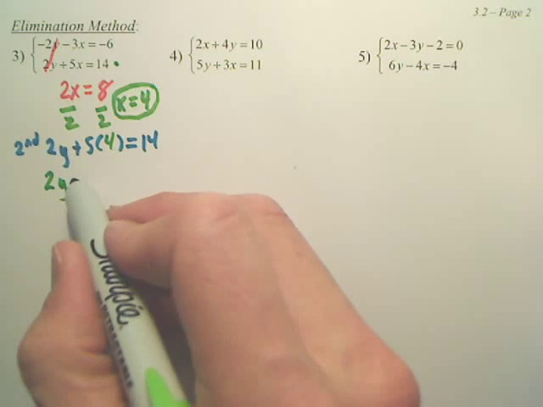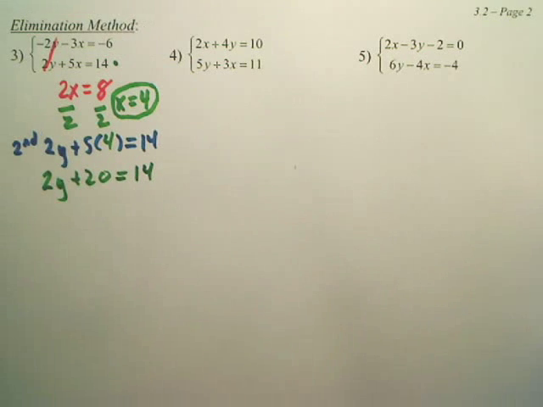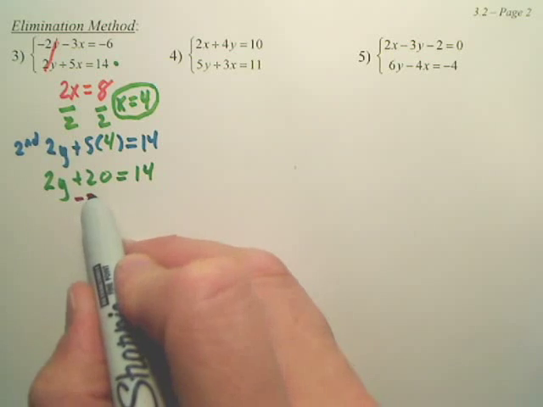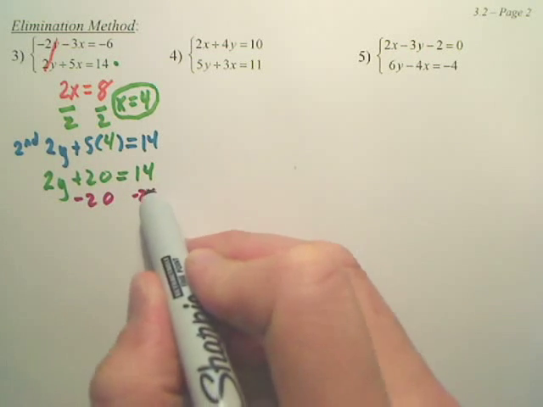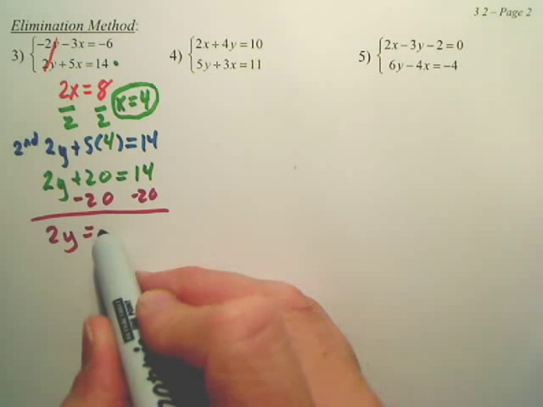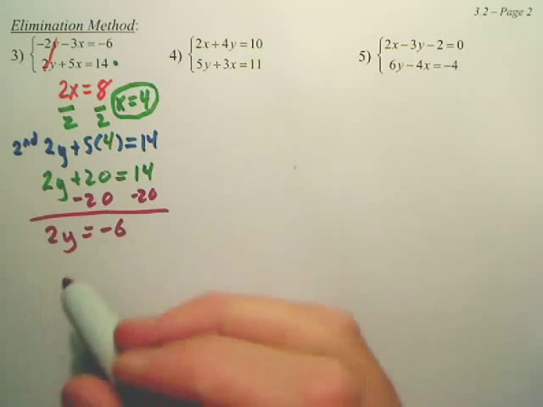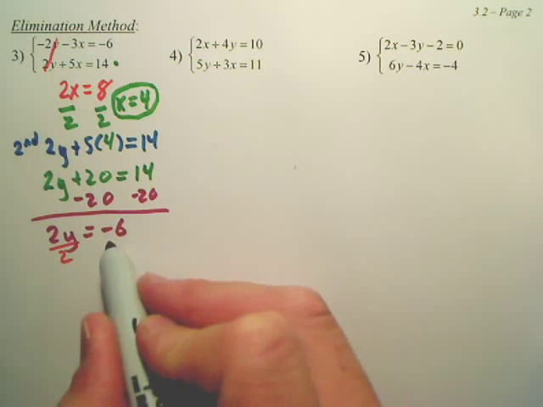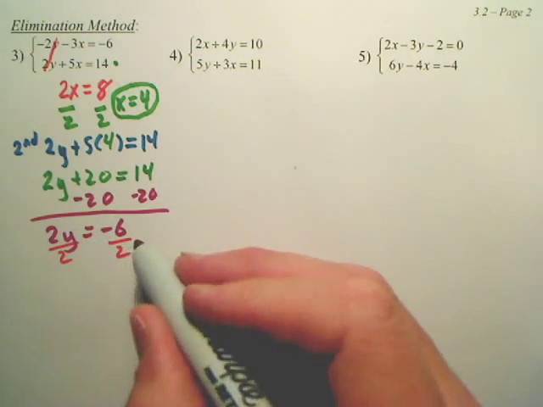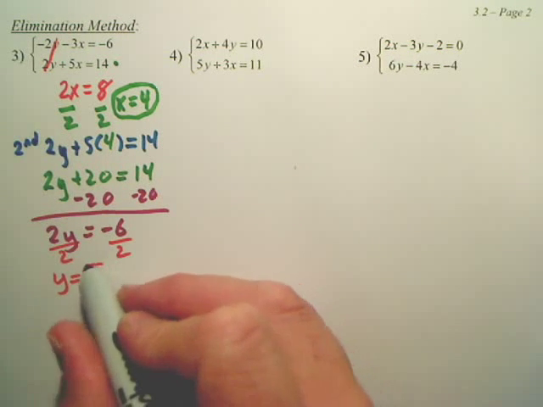So I have 2y plus 20 equals 14. To get y by itself, I have to minus this 20 over. So I have 2y equals negative 6. And lastly, to get y by itself, you divide by the 2. So you have y equals negative 3.